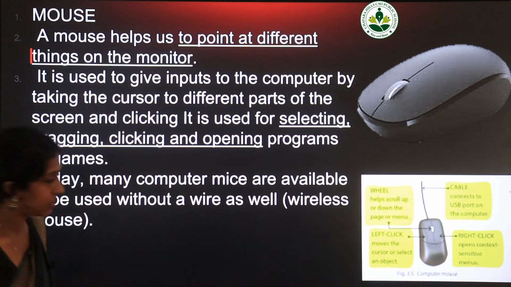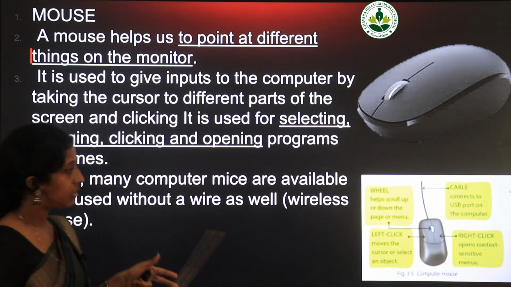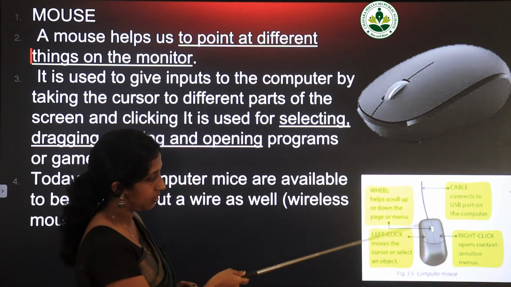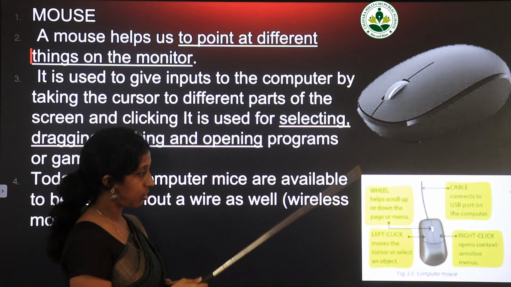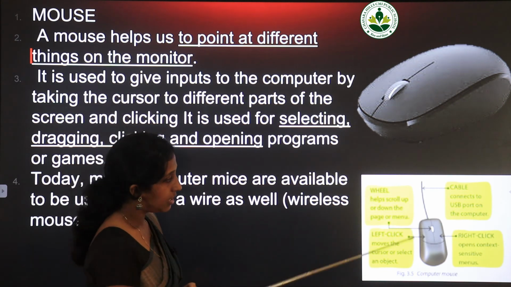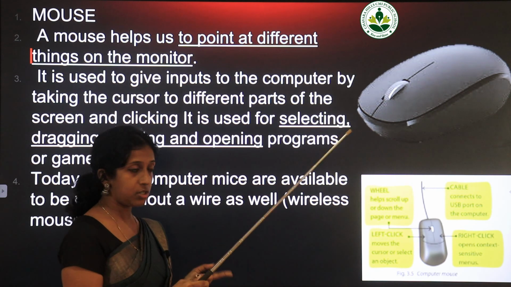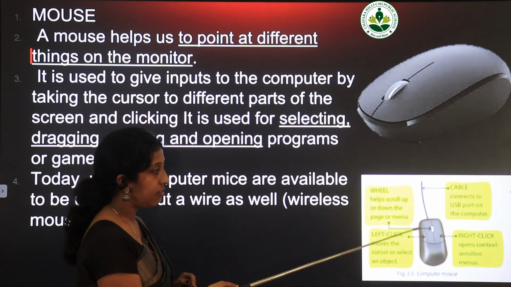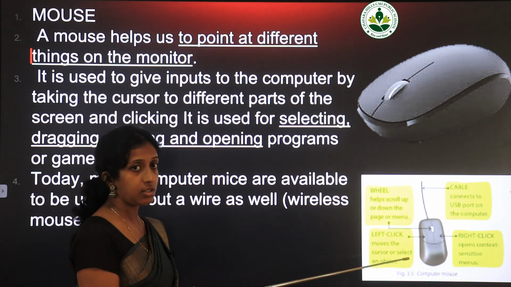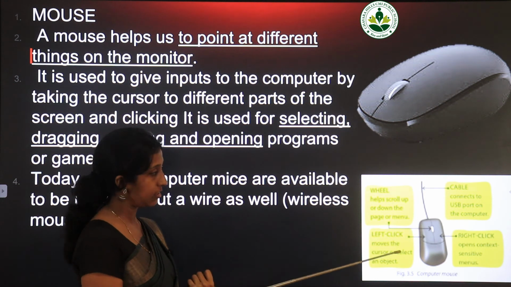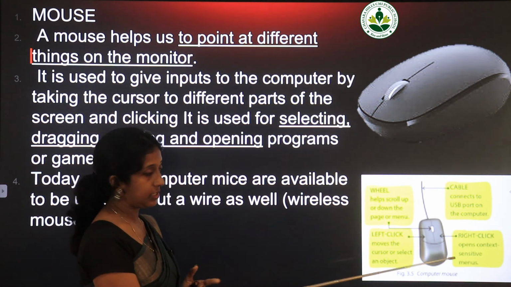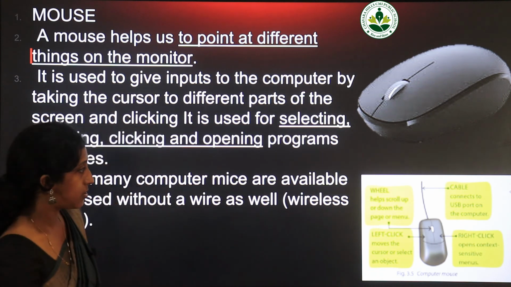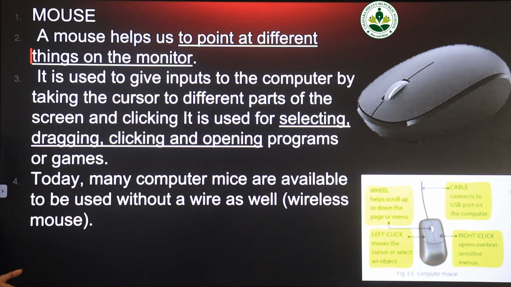So you can see the picture of a mouse here, and here you can see a scroll wheel in between. It is used to scroll your pages up and down. Next is the cable that connects our computer to the mouse. And two buttons are there, left mouse button and right mouse button. When we click on the left mouse button, we say we left click, and when you click on the right button, it is right click. These are the different parts of a mouse, and these are the uses of a mouse.